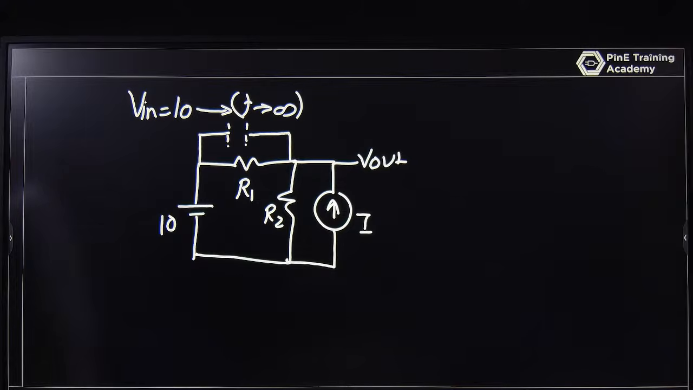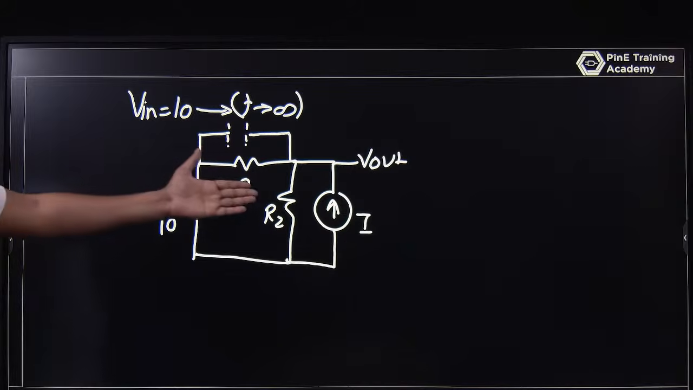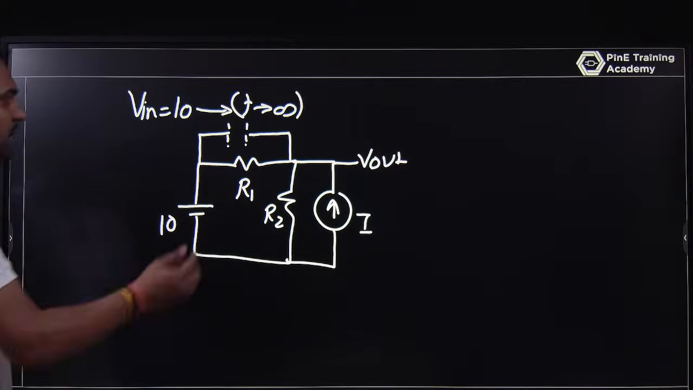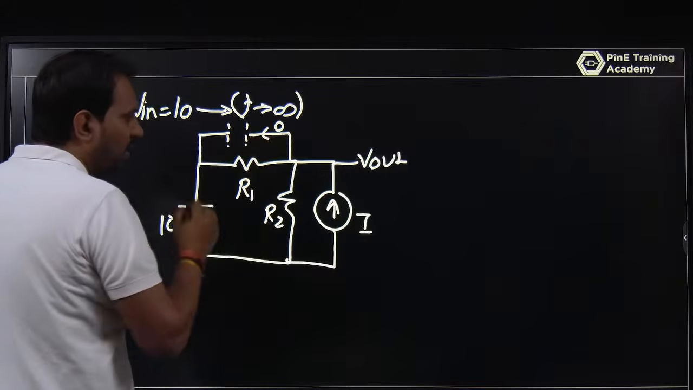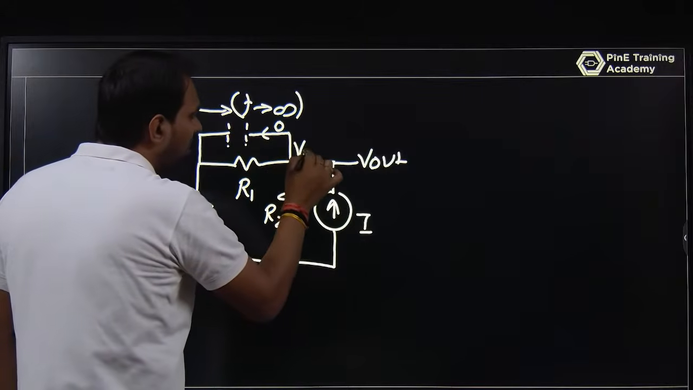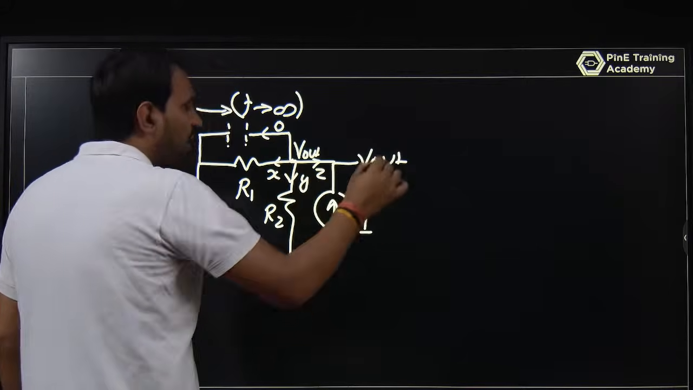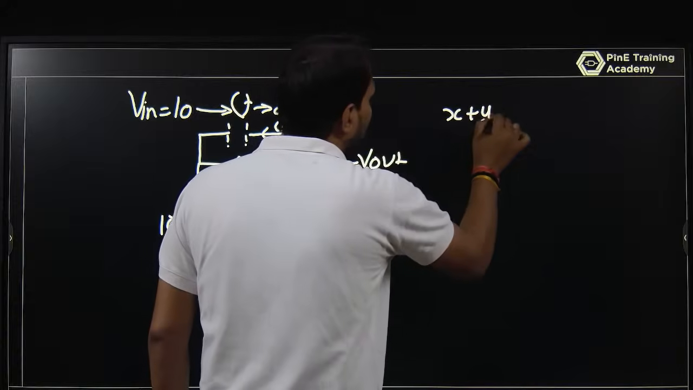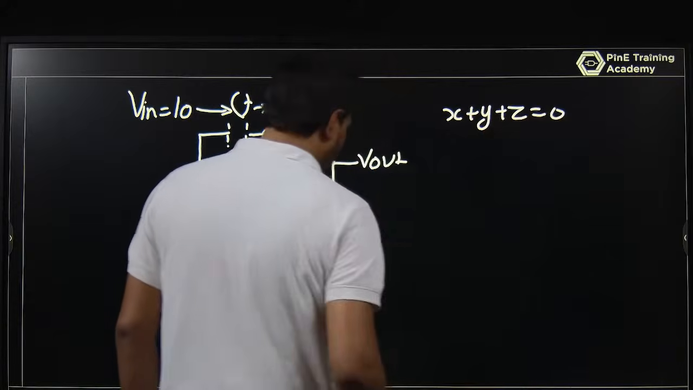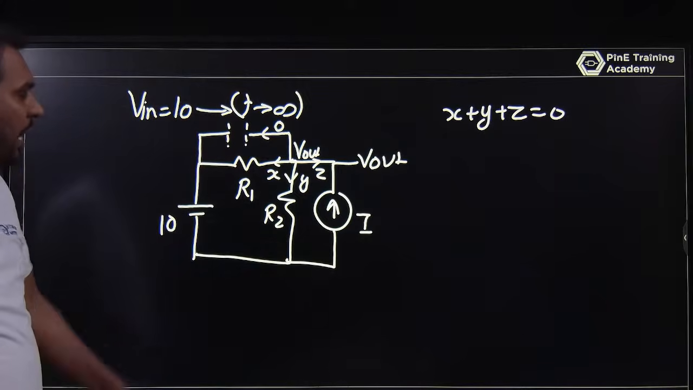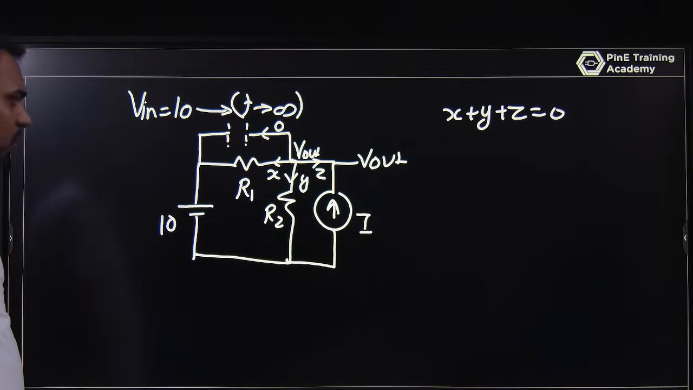So you can determine what is V out here. Basically, you can use basic KVL, KCL here. This is open, so that current is 0 here. This will be your V out. This is X, this is Y, this is Z. You can use X plus Y plus Z equals 0, that is the basic KCL equation. I am not using anything, I am just using a basic network and determining what is V out at t tending to infinity.